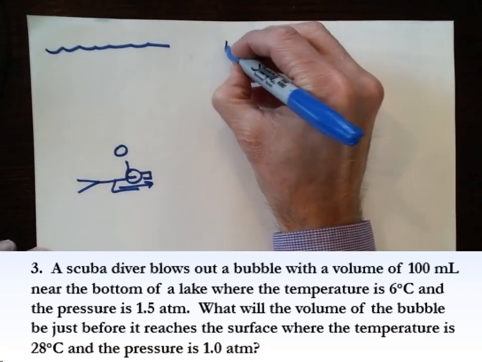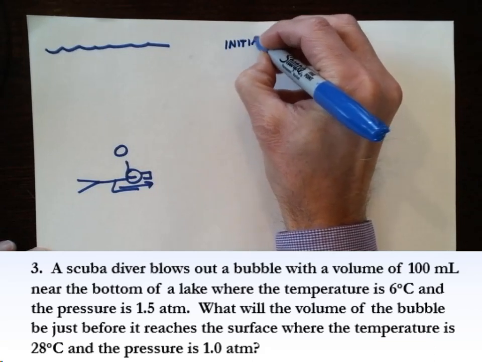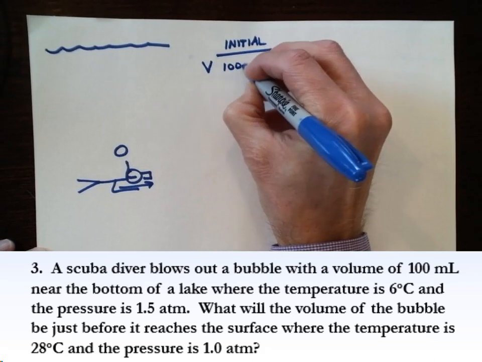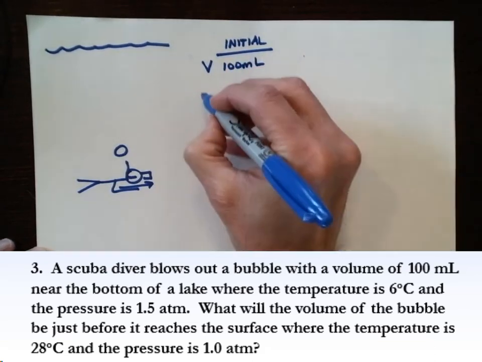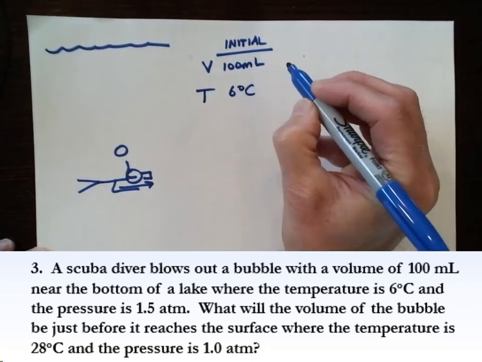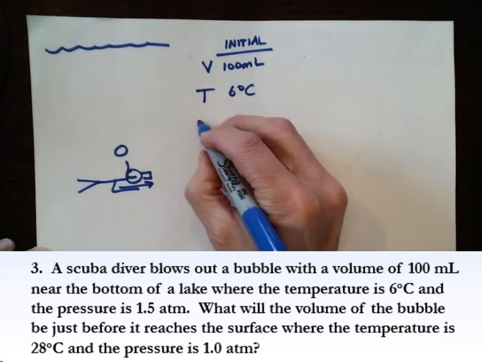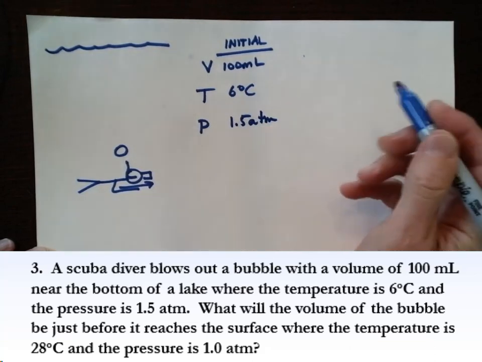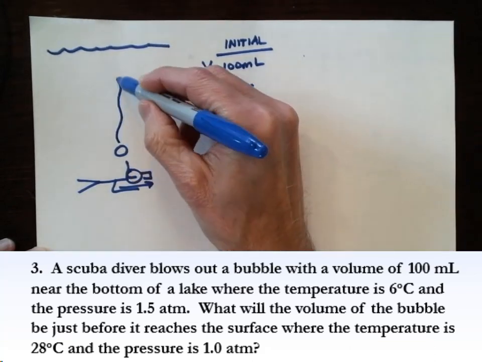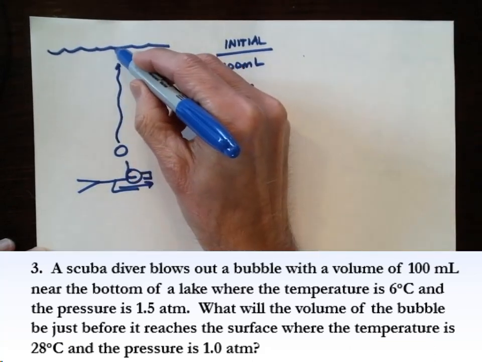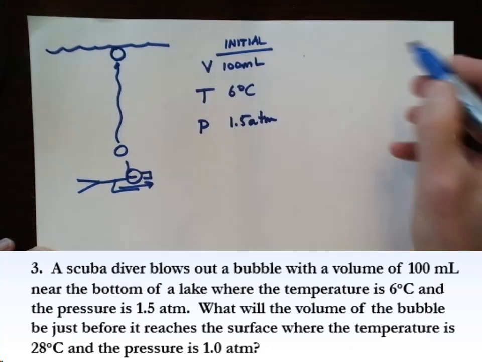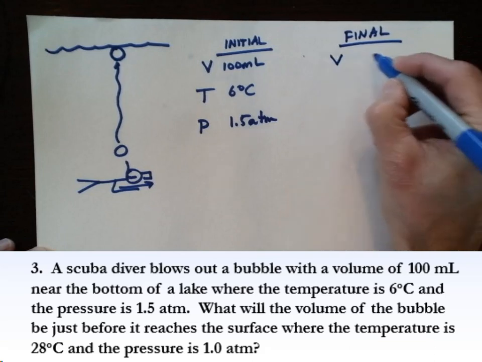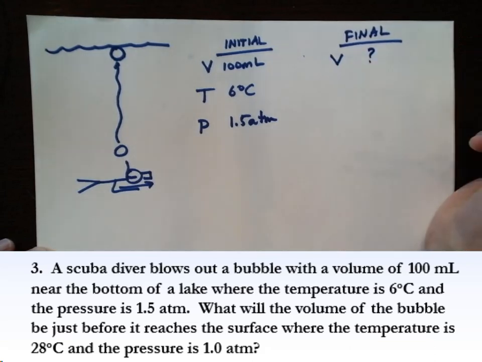Let's see our initial conditions. Volume is 100 mils. The temperature is 6 degrees Celsius. And the pressure at the bottom of the lake is 1.5 atmospheres. That bubble is going to rise and hit the surface, or at least get close to it. So in final conditions, we want to know what the volume is going to be. We don't know what that's going to be.